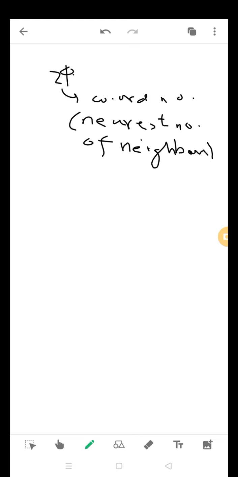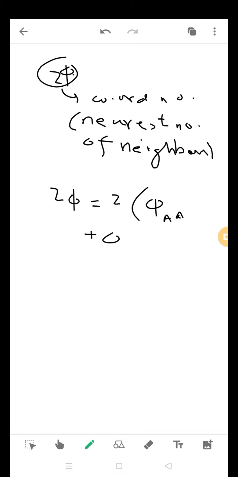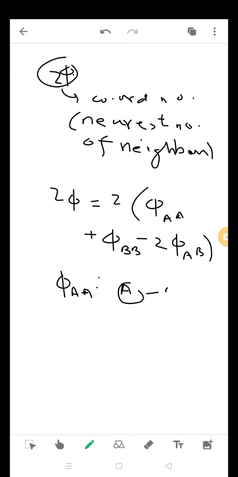So phi is the energy, so it has to be multiplied by z. Now this z phi is again equal to z into (phi AA plus phi BB minus 2 phi AB). So phi AA means the energy required to dissociate an A atom from an A atom. Basically, it's the dissociation energy.